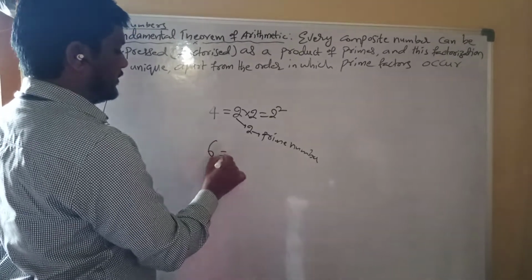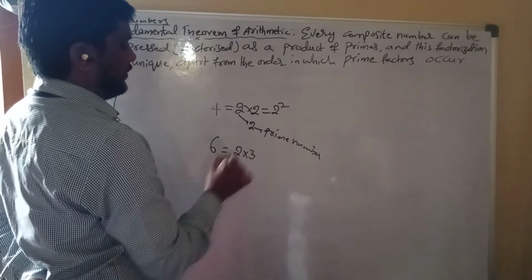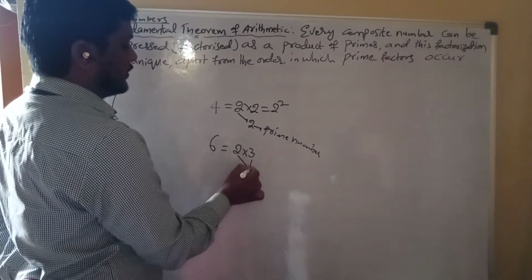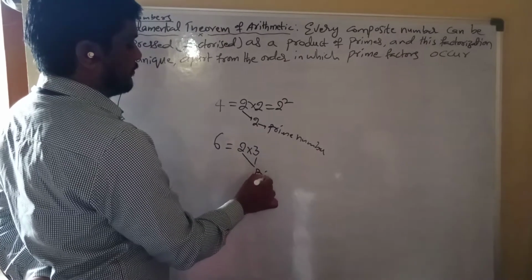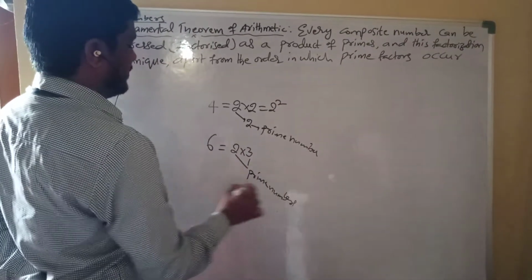Let us take another number. Take 6. It can be written as 2 into 3. Here 2 and 3 are prime numbers.